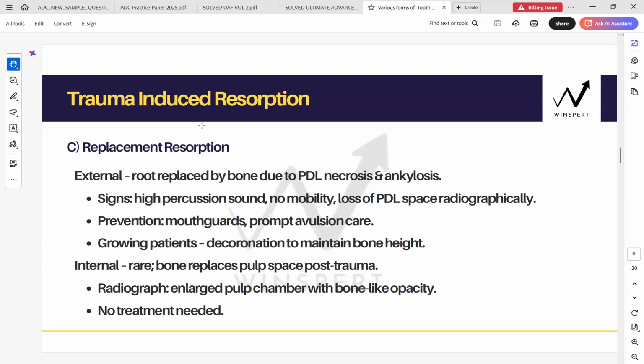Okay, come back to the attention, please. The center of the point is internal replacement resorption. You guys are missing out. Decoronation is clear now.